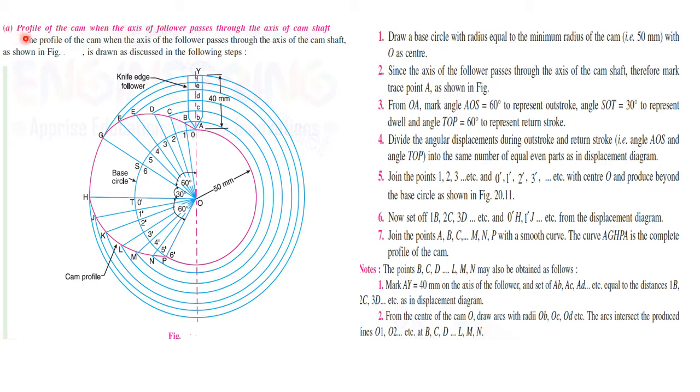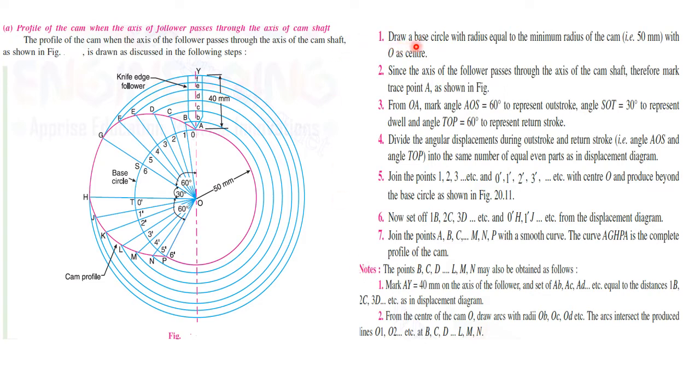How to draw the cam profile when the axis of follower passes through the axis of camshaft. Here you can see that the axis of follower passes through the axis of cam. How many steps are involved in drawing the profile of cam? Here a total of 7 steps are involved to complete the profile of cam.